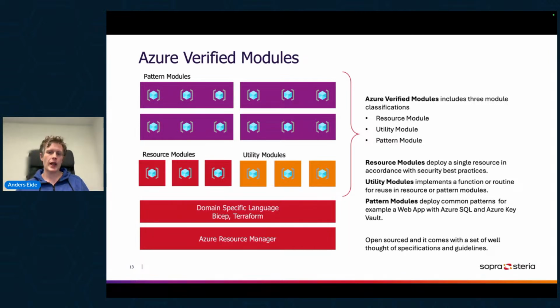So a typical example here could be a web application with an Azure SQL database and a key vault, like we saw earlier. And by using that pattern module, the developer team can then much more easily get that code deployed into the solution. I also have a simplified demonstration on that in a few seconds.